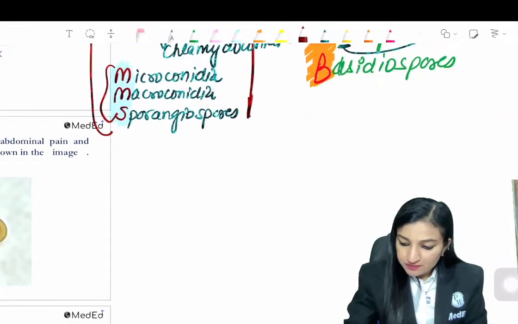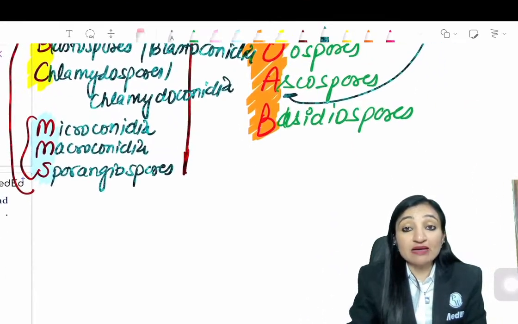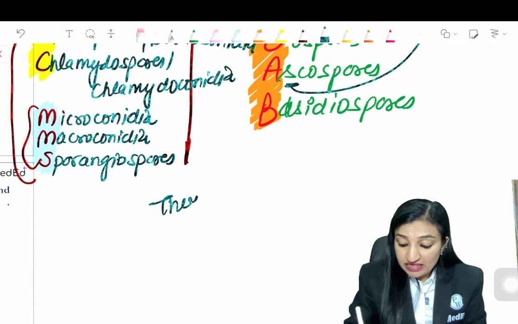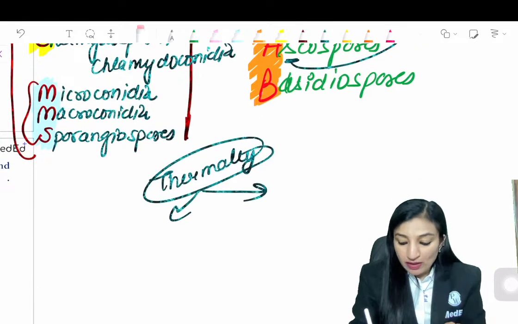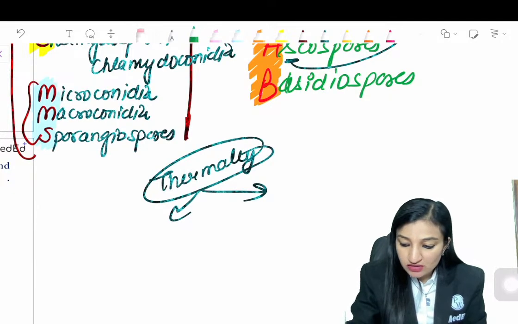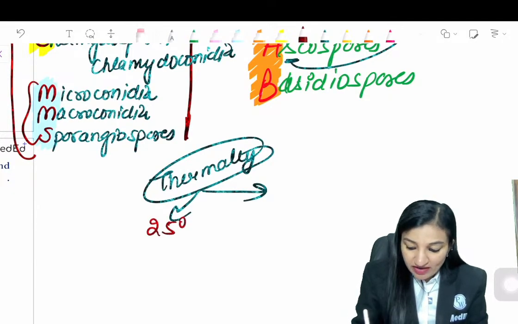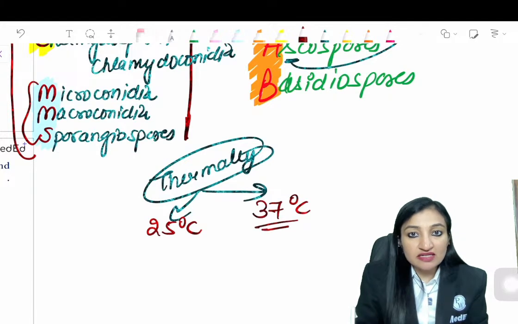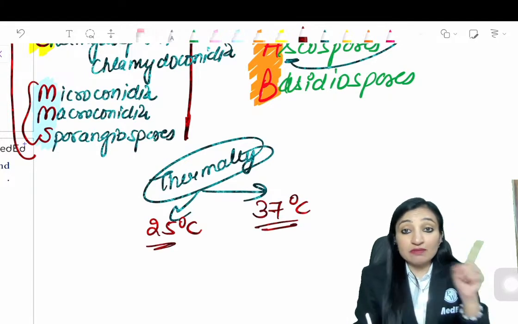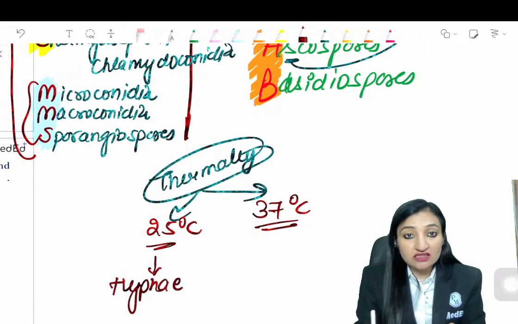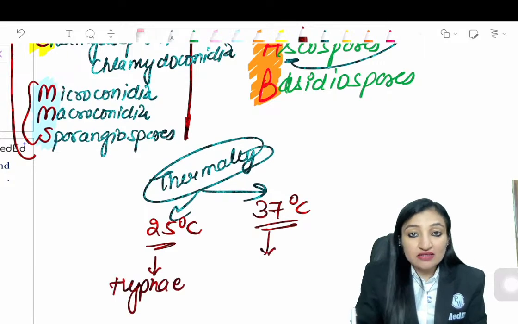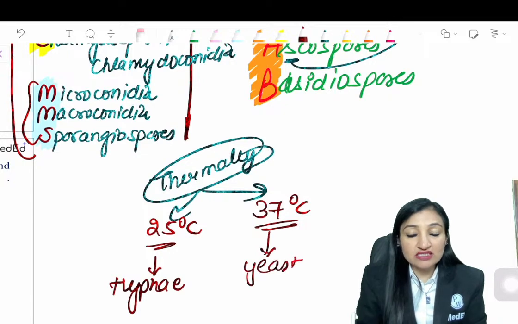Guys, please remember, when we say thermally dimorphic fungi, what are the two important relevant temperatures for us? 25 degrees Celsius and 37 degrees Celsius. 37 is human body temperature, 25 is the environmental temperature. At 25 degrees Celsius, these organisms exist in the hyphae or the mold form, and at 37 degrees Celsius, they exist in the yeast form.